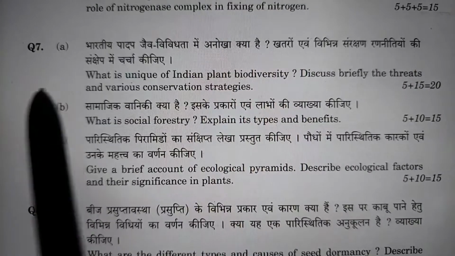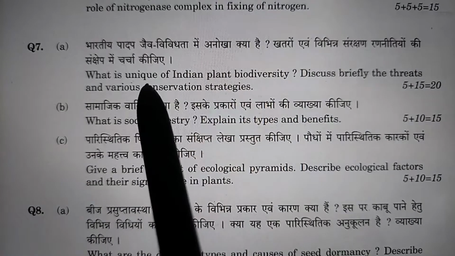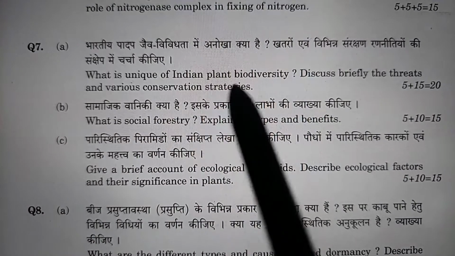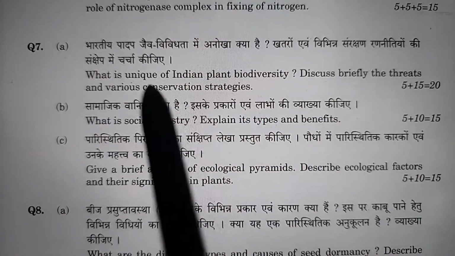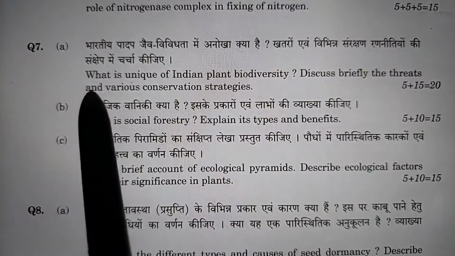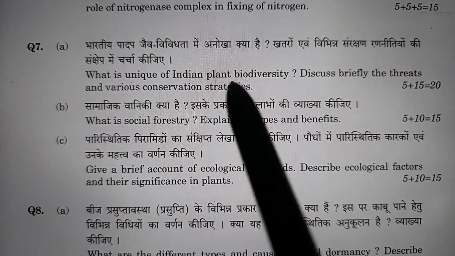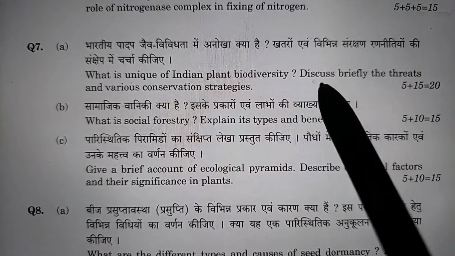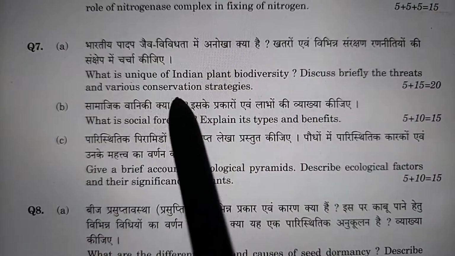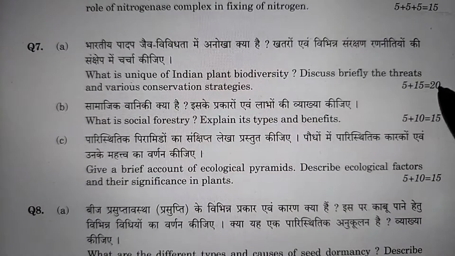Question number 7 is also having 3 options, A, B and C. Option A is what is unique of Indian plant biodiversity? 5 marks. Discuss briefly the threats and various conservation strategies. 15 marks, total 20 marks.